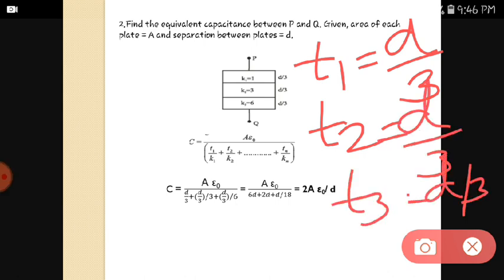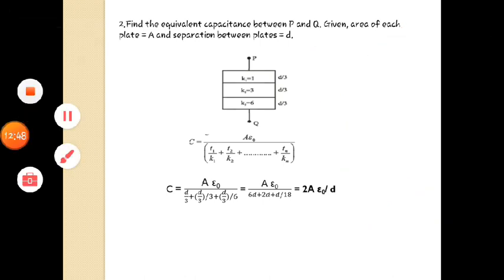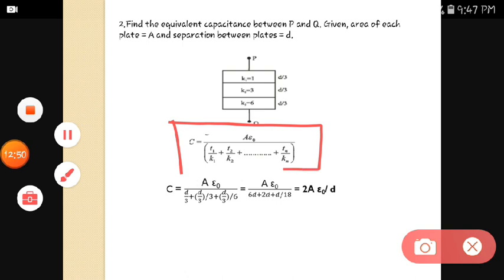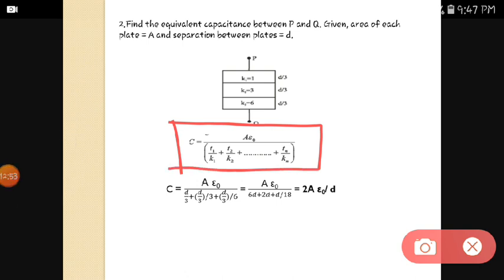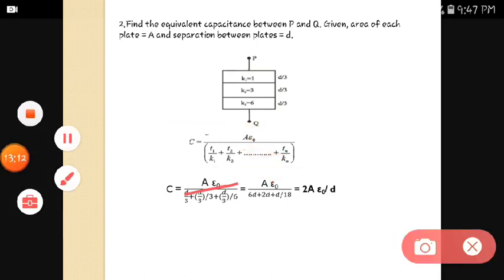Again it will be D by 3. And K1, K2, K3 is also given. So it is very easy to find out the equivalent capacitance between both of them. So by using the formula, C is equal to A epsilon 0 divided by T1 by K1 plus T2 by K2 up to Tn by Kn. But here in this case we are just having 3. So it will be only plus T3 by K3. That's it.